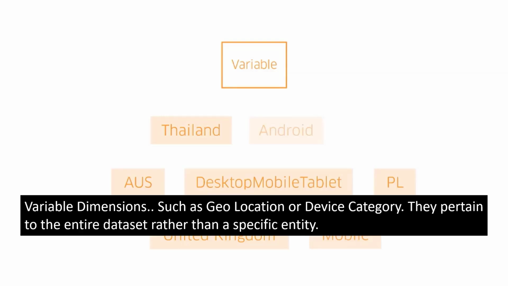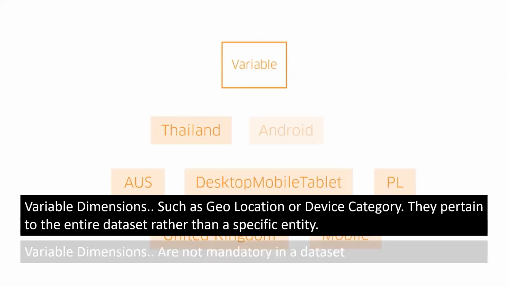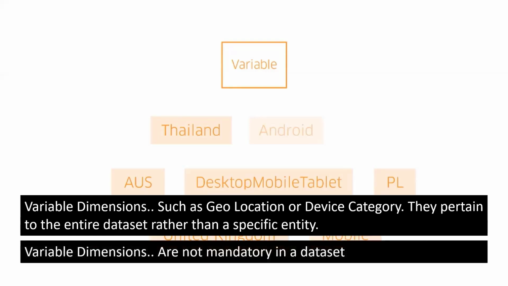So an entity key will have one entity name and one entity attribute to it, at a given point of time. And variable dimensions do not cater to a single, specific entity; rather, they are part of the entire workspace. Variable dimensions are not mandatory in a data set as well.